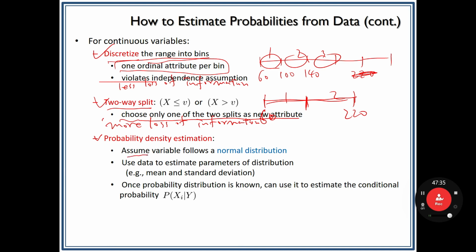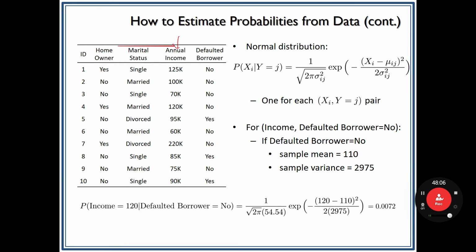So we can assume that the specific variable follows a normal distribution and use that column to estimate the parameters of the distribution. For example, in the case of a normal distribution, we have to estimate mu and sigma squared, right? Mean and variance. And once the probability distribution is known, we can use it to estimate the conditional probability. So for example, in the annual income example, we use the probability density function, right?